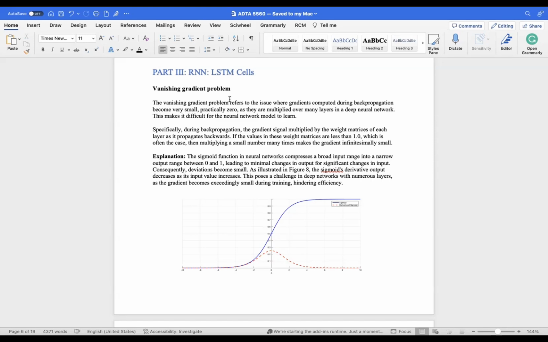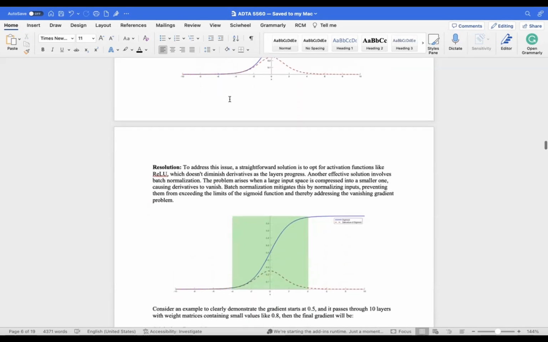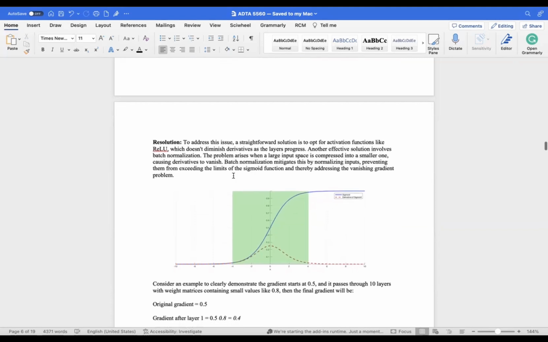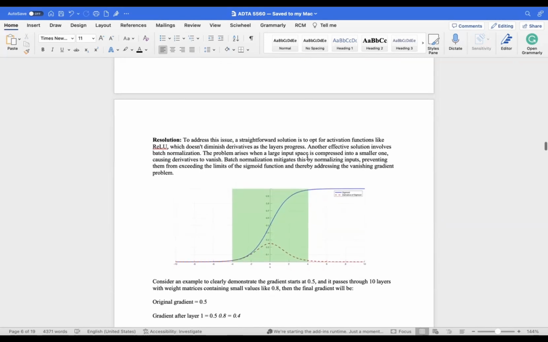So the tale unfolds. The explanation says, as the signal journeys backwards multiple times with each layer's weights, if those weights are small, less than 1.0, then the signal diminishes drastically. So these are the signals and these are the sigmoids. To address the issue, a straightforward solution is to opt for an activation function like ReLU, which does not diminish derivatives as the layers progress. Also, the problem arises only when a large input size is compressed into a smaller one, causing derivatives to vanish.